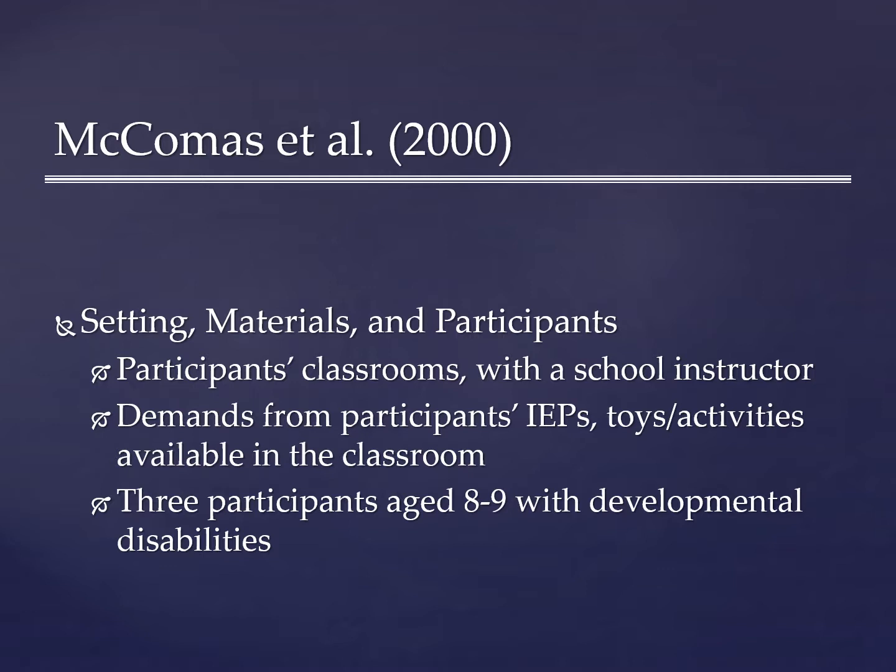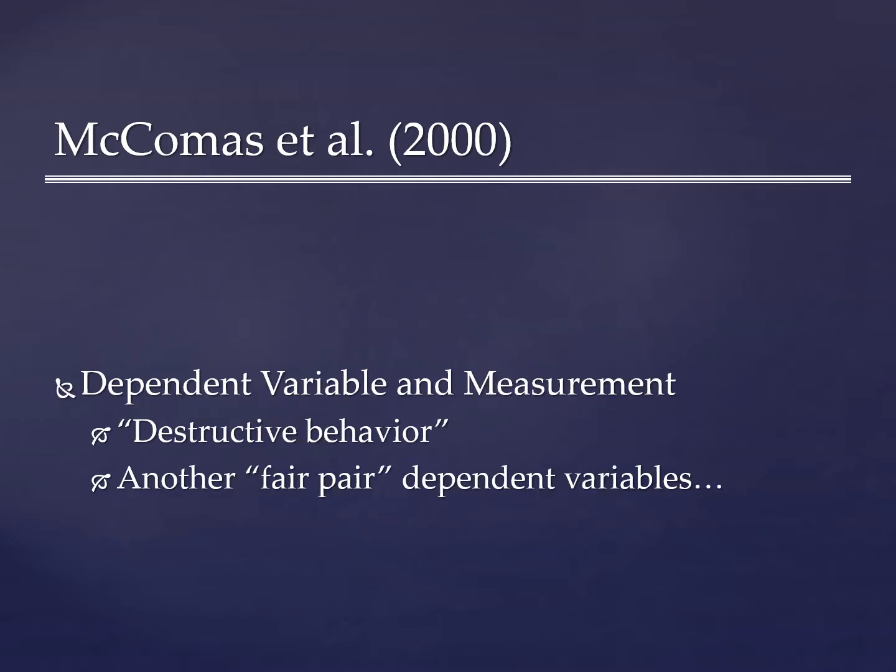It's often relevant to consider the existing repertoire of participants, particularly verbal behavior. In this case, all participants could engage in vocal verbal behavior and follow sequences of directions, but rarely initiated verbal interactions. The authors categorized their dependent variable overall as destructive behavior. This took different forms across participants.